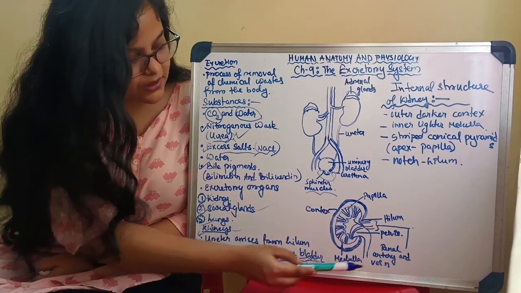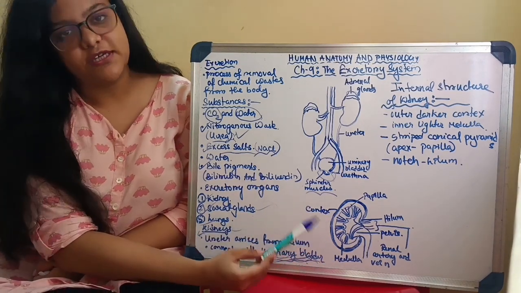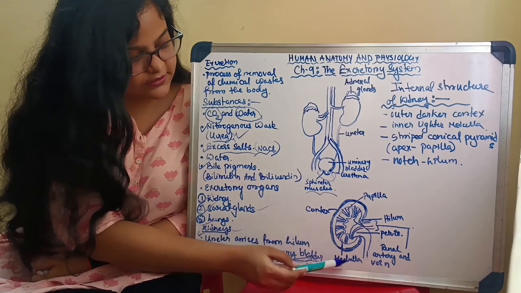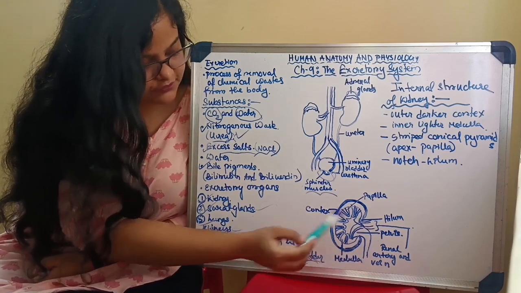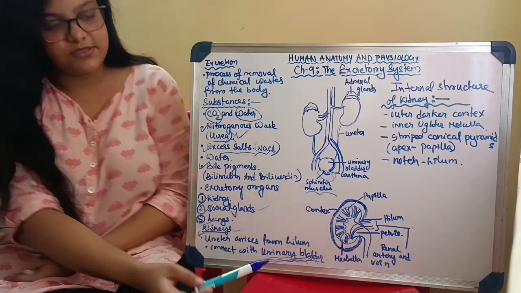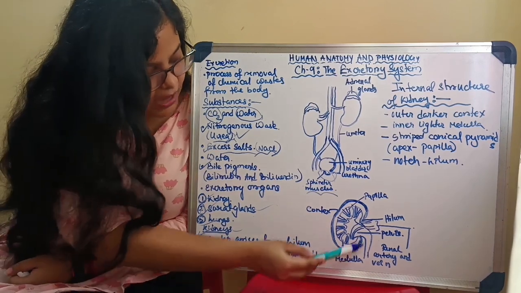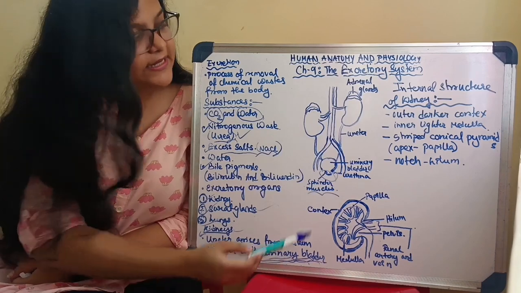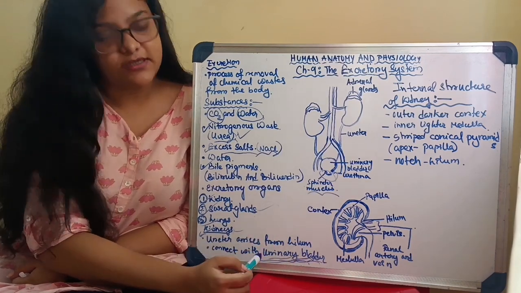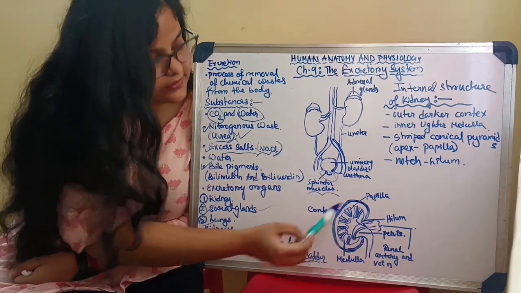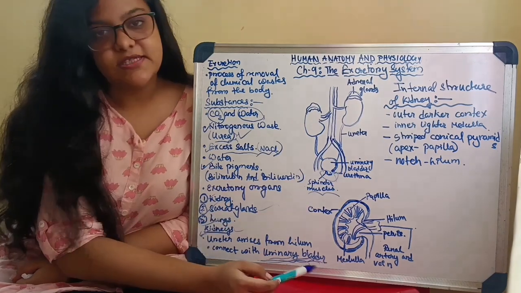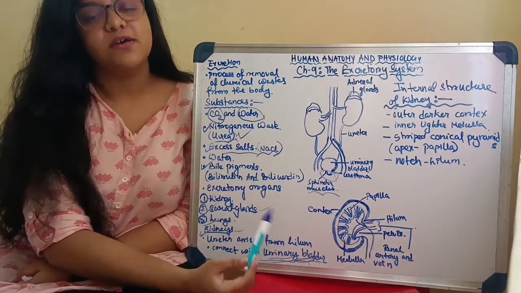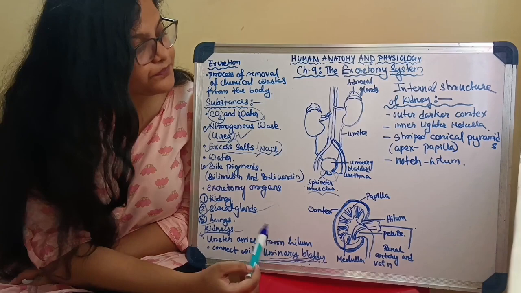Next, we will discuss the internal structure of the kidney. Here you can see a clear longitudinal section of the kidney. Let us discuss it. The outer covering of the kidney is known as the cortex. It is comparatively darker in color, and the inner part of the kidney is known as the medulla, and the medulla is comparatively lighter in color.